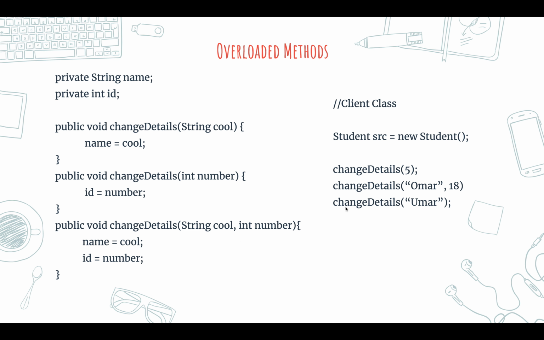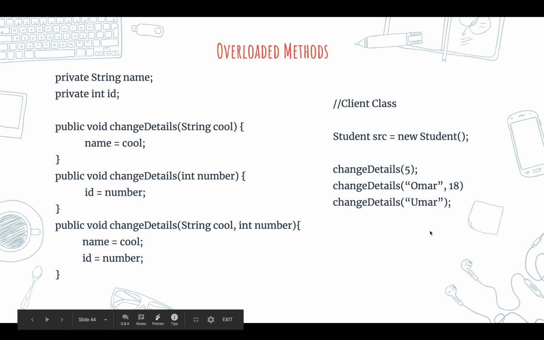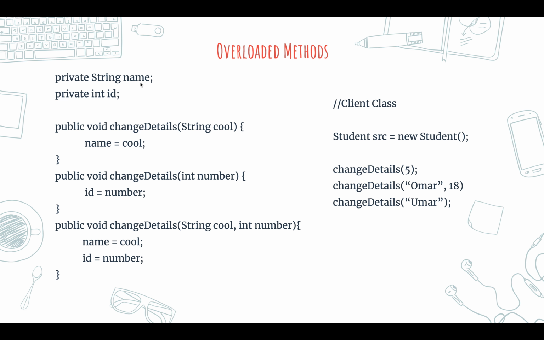And then finally, we access the change details method one last time, but this time we have one string argument. So that's going to fit here because we have one string argument here. And we just wanted to make a minor correction on Omar. So what happens? It sends Omar to string cool. String cool is now going to be equal to Omar. So name is now going to be equal to Omar because name is equal to cool. Cool is Omar. So after this entire program gets executed, name is going to be equal to Omar, right, with the capital O, and then ID is going to be equal to 18. And that is basically how to overload methods.